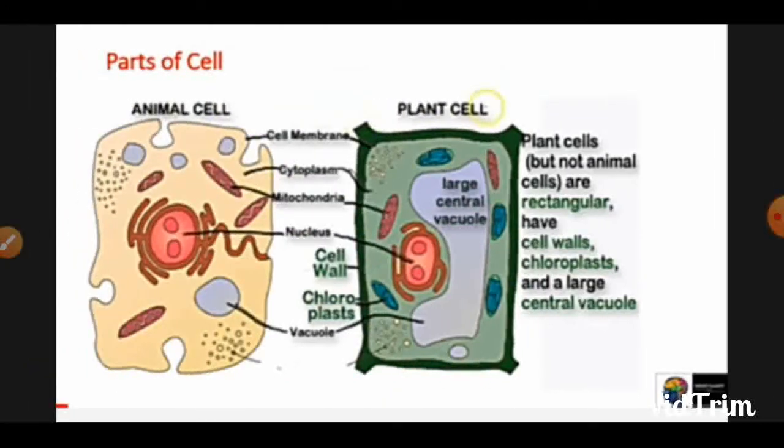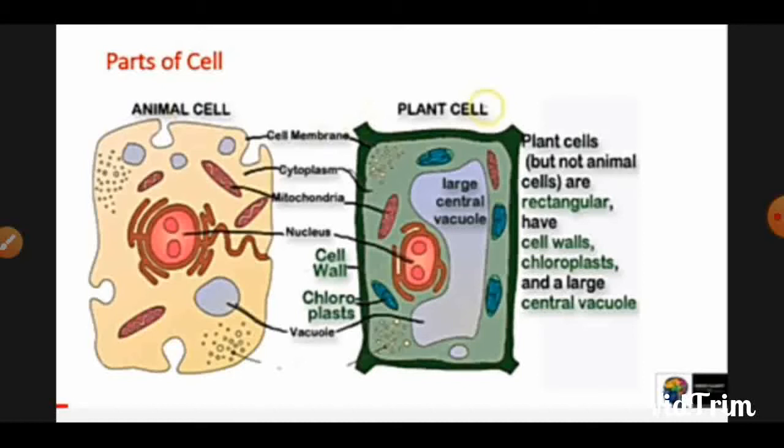First of all, we see how the cell looks. On the left we have the animal cell and on the right we have the plant cell. I will tell you some basic concepts, without which you will not understand the information about the cell properly. As I told you in the previous video, the starting of any organism, whether plants, animals, birds, etc., is from a single cell only.